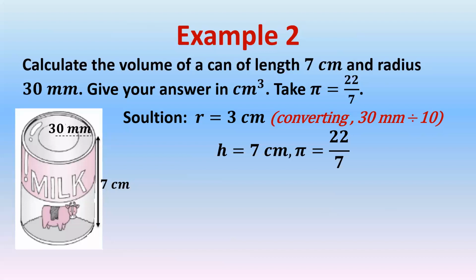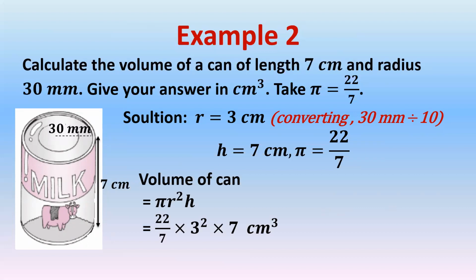Now we write down our formula. Volume of can is equal to pi r square h. We substitute the values. 22/7 multiplied by 3 to the square multiplied by 7 will give us volume in centimeter cube. Simplifying this, we get 198 centimeter cube. Therefore, volume of can is equal to 198 centimeter cube.